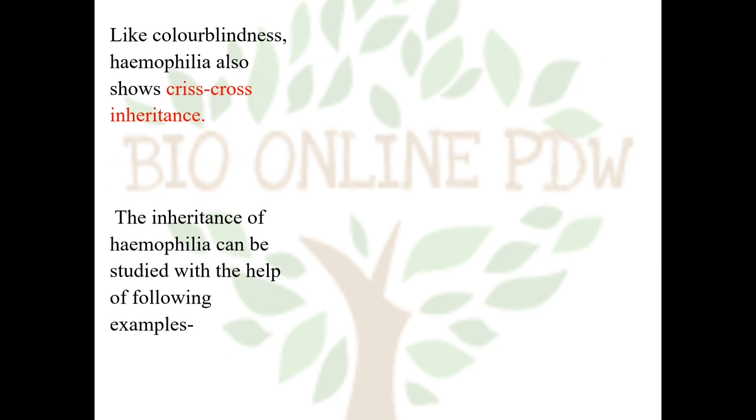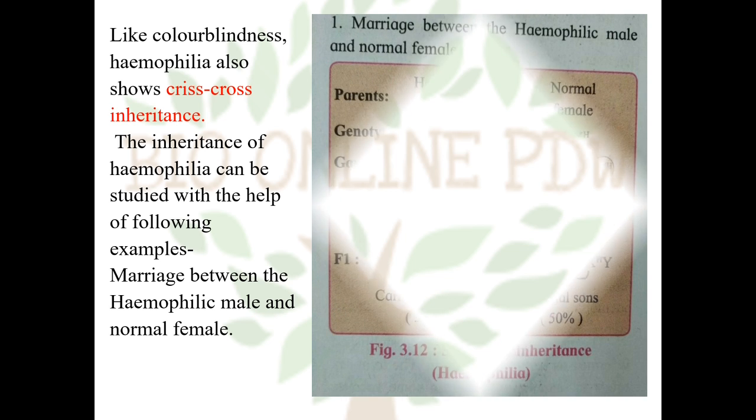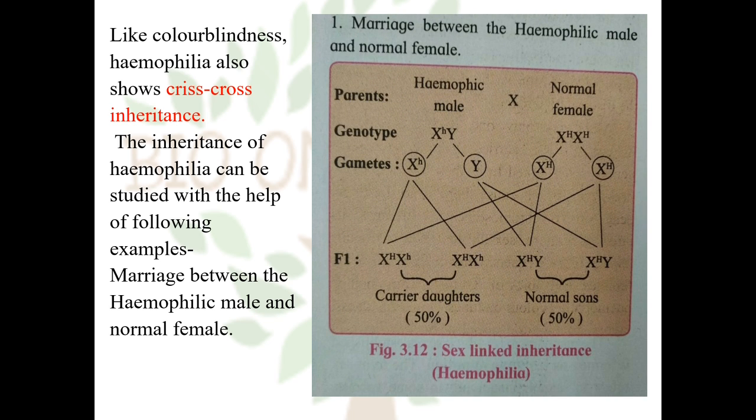Let us see the inheritance of haemophilia. Like colorblindness, haemophilia also shows criss-cross inheritance. The inheritance of haemophilia can be studied with the help of the following examples. The first is the marriage between a haemophilic male and a normal female. The haemophilic male has genotype X^h Y, married with a normal female having genotype X^H X^H.